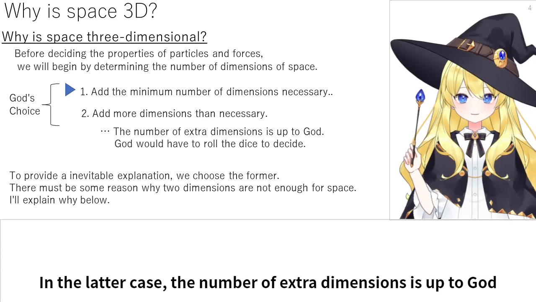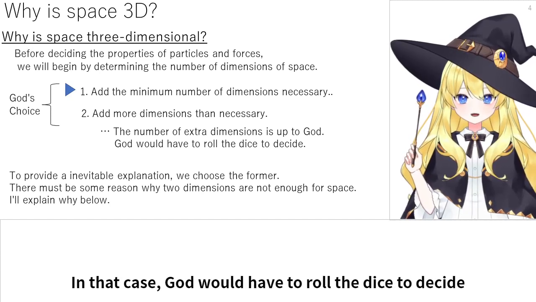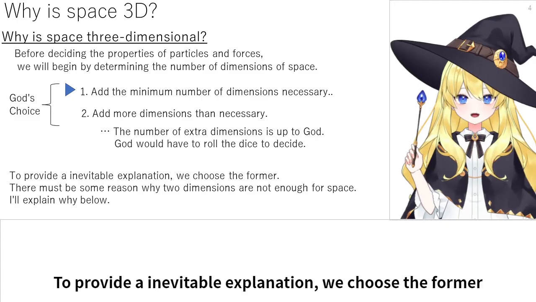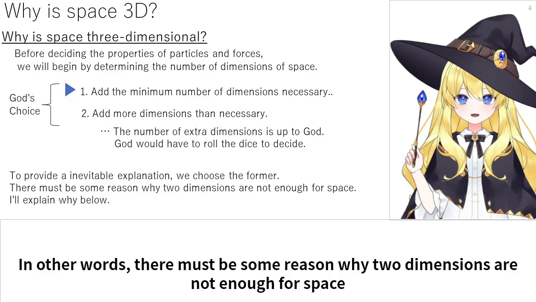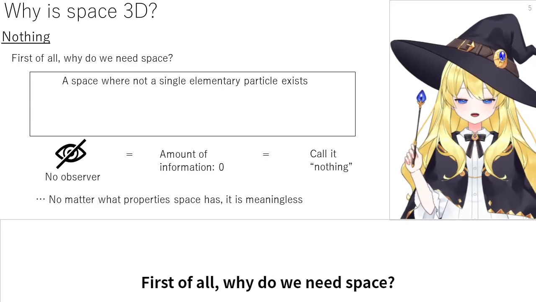In the latter case, the number of extra dimensions is up to God. In that case, God would have to roll the dice to decide. To provide an inevitable explanation, we choose the former. In other words, there must be some reason why 2 dimensions are not enough for space. First of all, why do we need space?